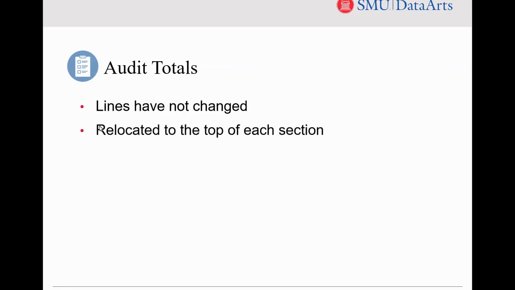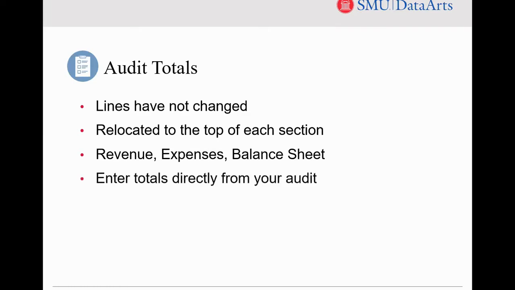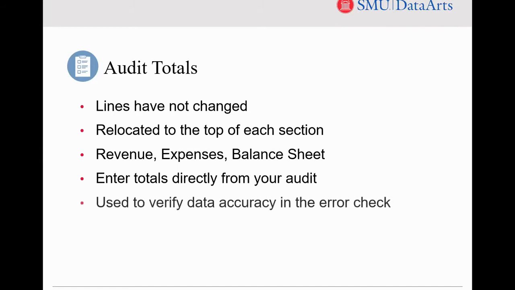In the survey right now, you'll see these items in a single section at the beginning of the cultural data profile, but in the new profile, these have been moved to the top of each section. You'll find these audit totals at the top of the revenue, expense, and balance sheet sections. The purpose of these totals is that you'll enter numbers taken directly from your audit, and these will be used within the error check to verify the accuracy of your data entry. This concept should be familiar to anyone who's filled out the current profile.